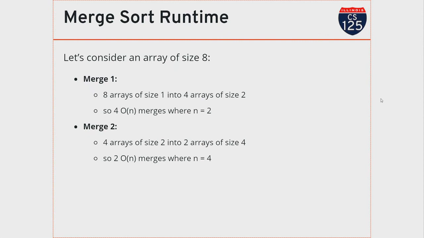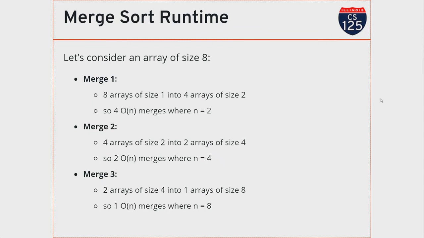Remember, the runtime of my merge step depends on how big the arrays are. So now I did 2 O(n) merges where n is 4. That's also O(8) for this step. And now I've got a final merge, which takes 2 arrays of size 4 into 1 array that has all the original values in it, sorted. So that's 1 O(n) merge where n is 8. What's interesting here is that every level contributes O(n). It was O(n) to do the first set of merges where n is 8, the size of the original array. As the merges get smaller, I have to do more of them. As they get larger, I'm doing fewer of them. So I've got O(n) for the first, O(n) for the second, O(n) for the third.